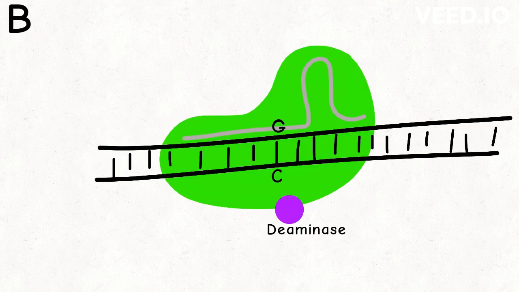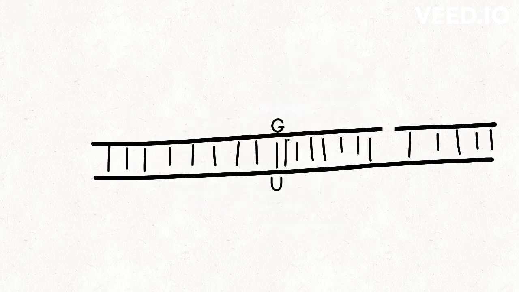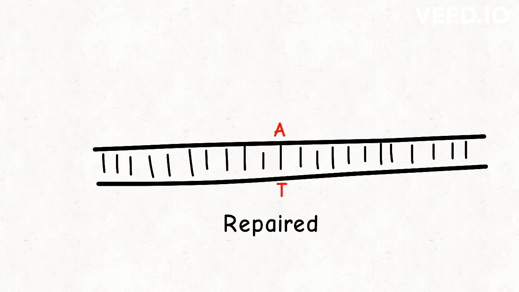The second example, Cas9 combined with a deaminase enzyme. The modified Cas9 generates a single-strand break instead of a double-strand break. The deaminase enzyme converts cytidine bases to uracil. During the repair process, the nick is repaired, and the uracil is converted back to thymine, resulting in a change from a cytidine-guanine base pair to an adenine-thymine base pair.